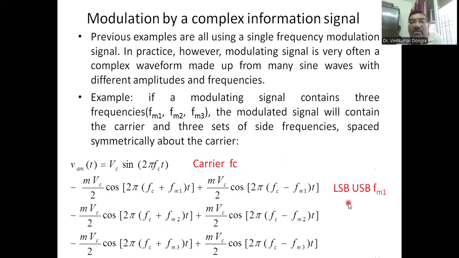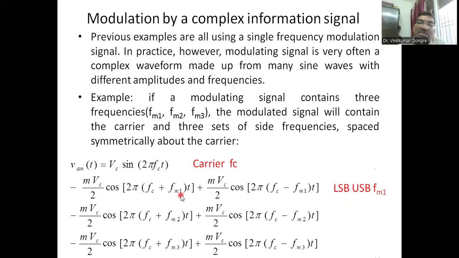What is this second part? The lower and upper sideband for FM1. The formula is the same: mVC by 2 cos 2 pi (FC plus FM). Previously, we were using FC plus FM. Then here what are we using? FC plus FM1. Why?